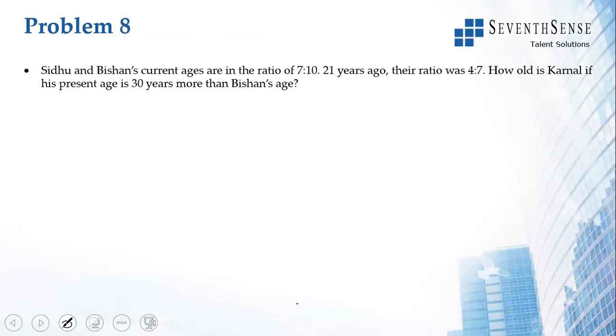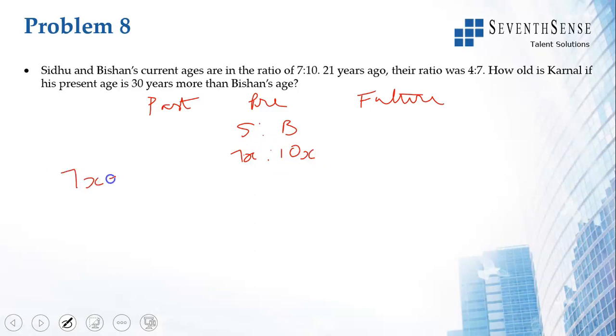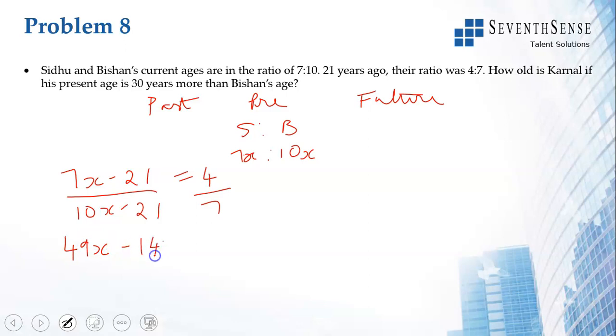Sidhu and Bishan. Okay, past, present, and future. So Sidhu is to Bishan, their ages are in the ratio 7x is to 10x. 21 years ago, Sidhu was 7x minus 21 and Bishan was 10x minus 21 and the ratio is 4 by 7. So when you multiply, 49x minus 21 into 7 is 147.